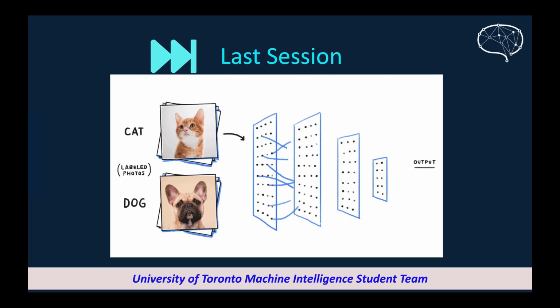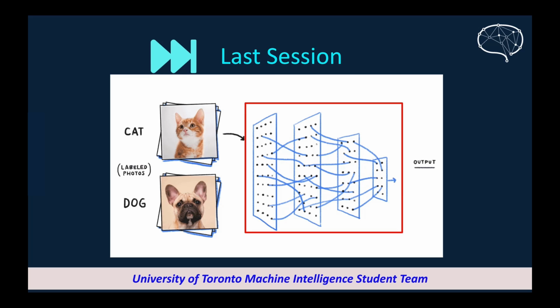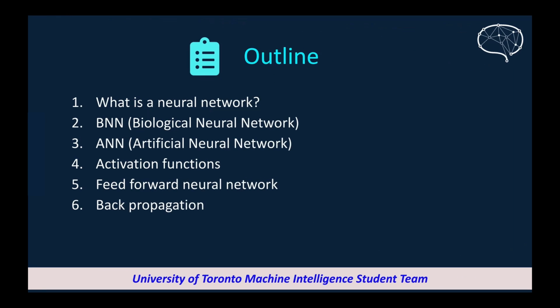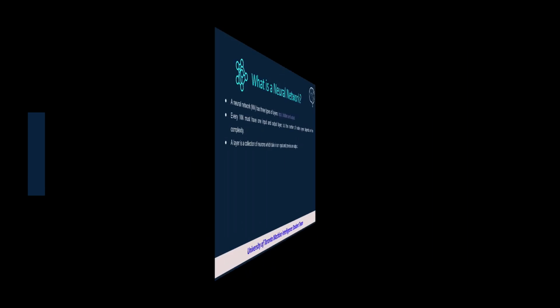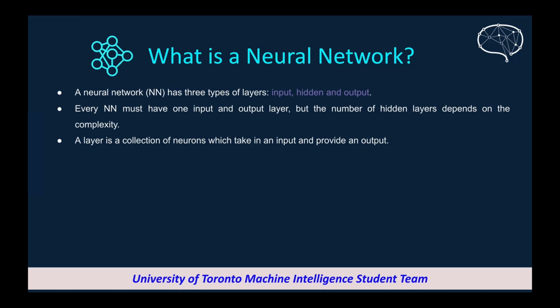It should be labeled. So let's dive into today's workshop, which is artificial neural networks. The outline for the workshop would be as follows. What is a neural network? Biological neural network, artificial neural network, activation functions, feed-forward neural network, and lastly, backpropagation. So let's start with what is a neural network.